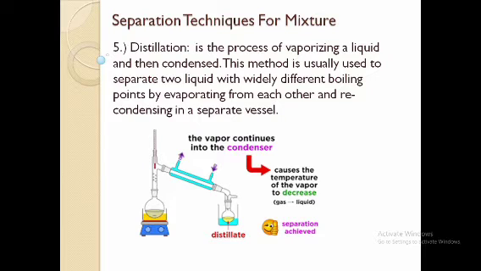In the evaporation method, the liquid is being exposed to the air. But if we still want to get the liquid and the solute at the same time, we could also use the distillation process.